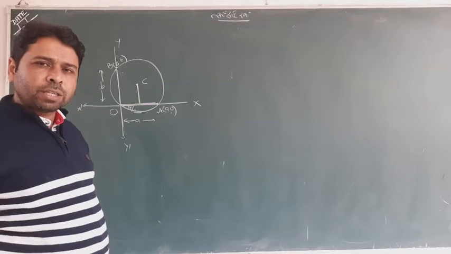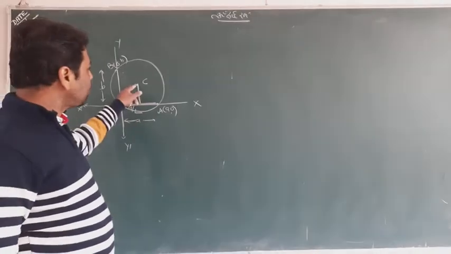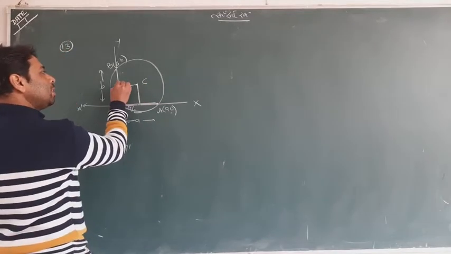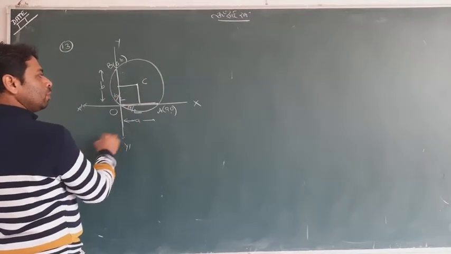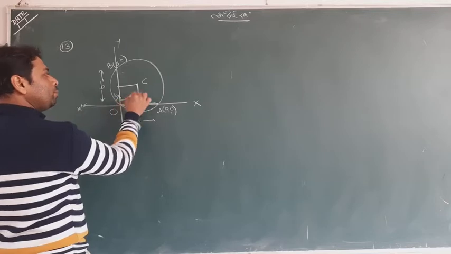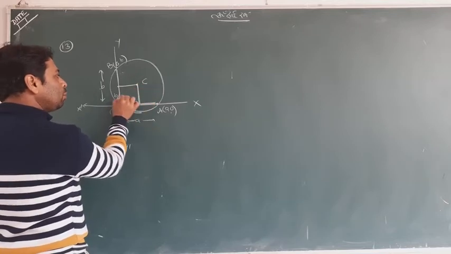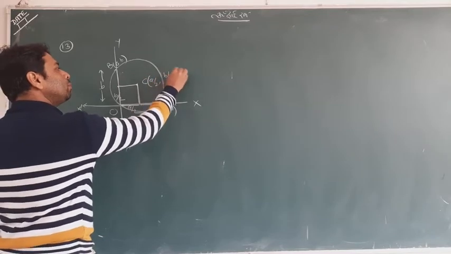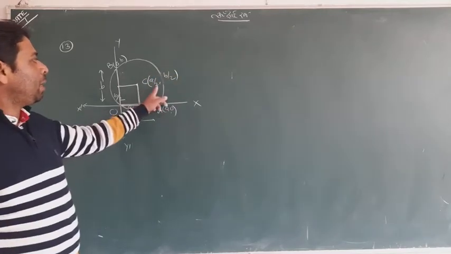You have already studied the theorem in class 10: a perpendicular drawn from the center to the chord bisects it. So it's going to be a by 2, and similarly it's going to be b by 2. These two are the same. So the center C will be a by 2 comma b by 2.